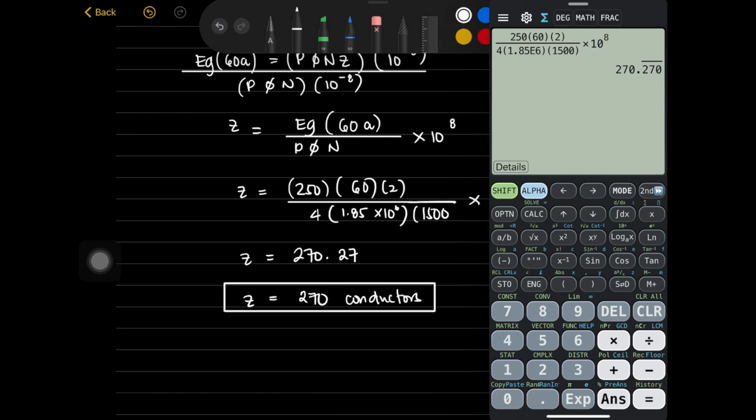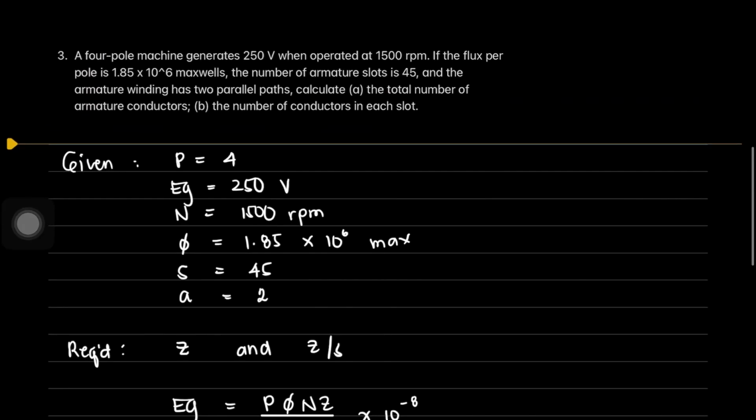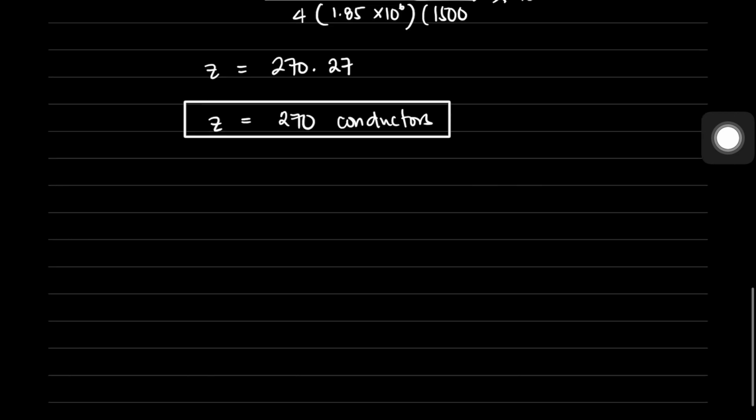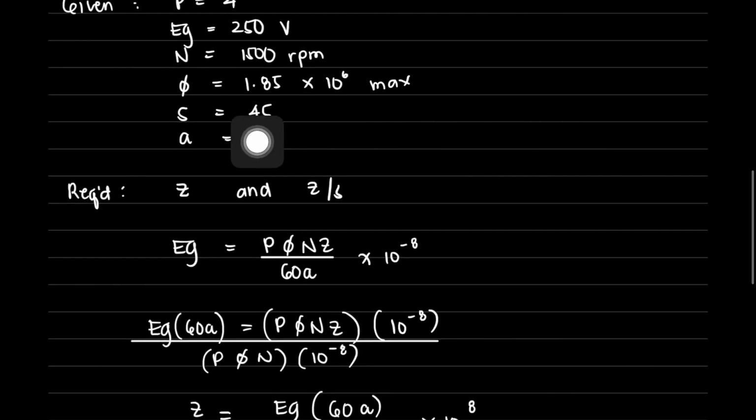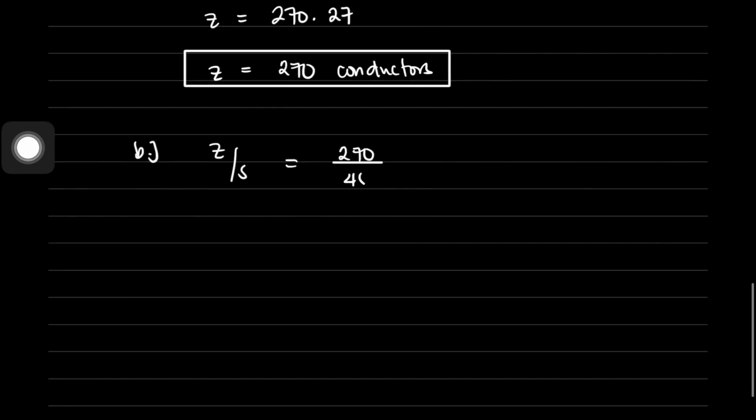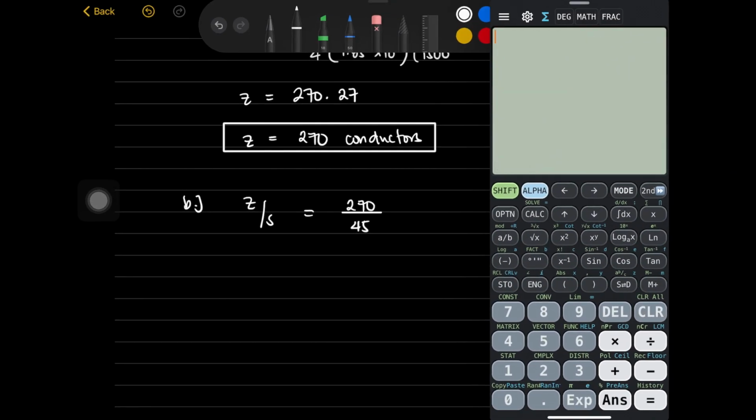And for letter B, we are required to determine the number of conductors in each slot. To determine that, we're just going to divide the total number of conductors by the total number of slots, and this would now be equal to 270 all over the total number of slots, which is 45, so that would be 270 divided by 45. Again, bringing out our calculator here, that would be 270 divided by 45. So the total number of conductors in each slot is equal to 6.